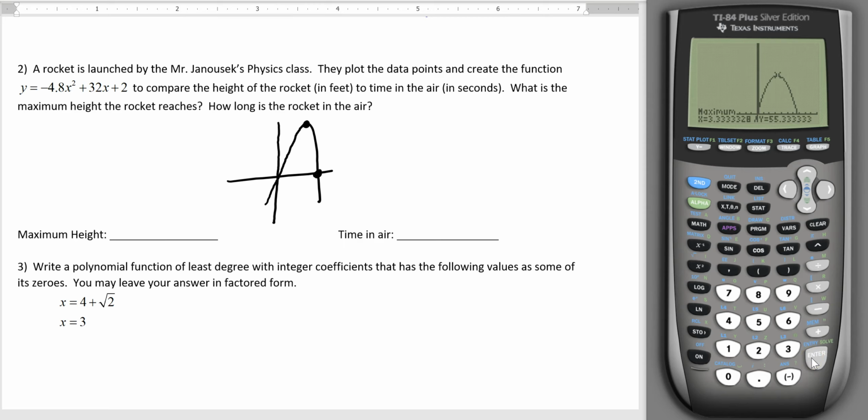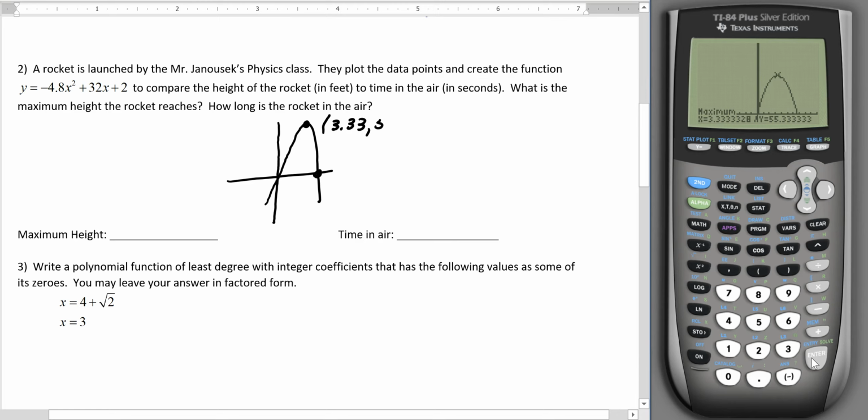3.33 comma 55.33. So it's important that we show this work. So the maximum height was 55.33, and this is feet.